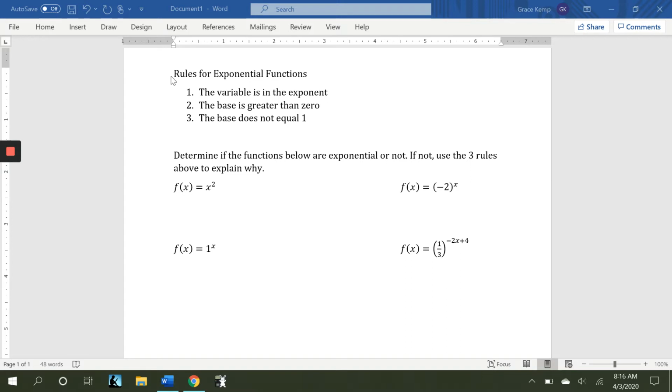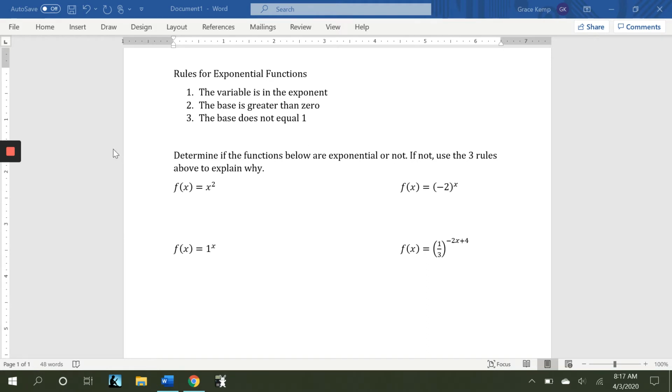So with exponential functions, we have three rules that a function has to follow for it to be considered exponential. Rule number one, the variable has to be in the exponent. So wherever you have an x in your function, it has to be a part of the power. Rule number two, the base has to be greater than 0. The base is the number that has the exponent attached to it, so that number has to be positive, greater than 0. And then rule number three, the base cannot equal 1.